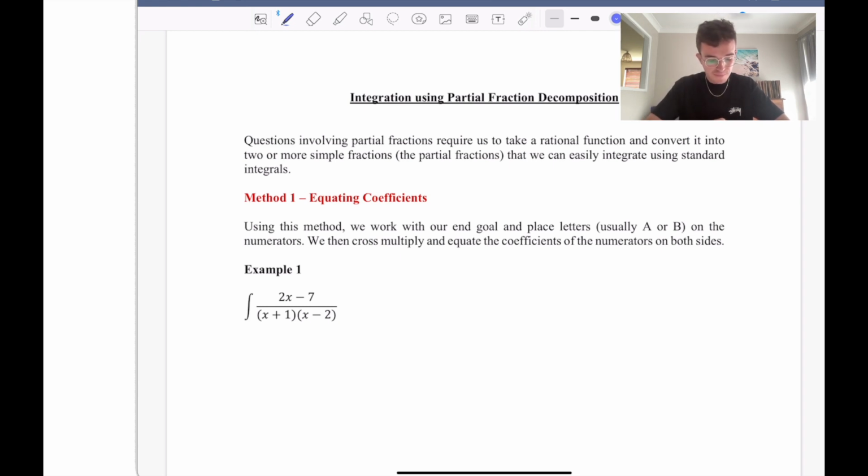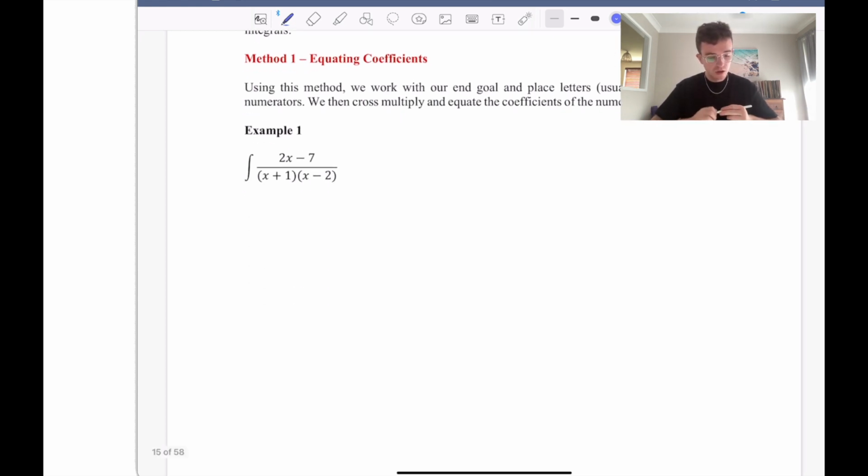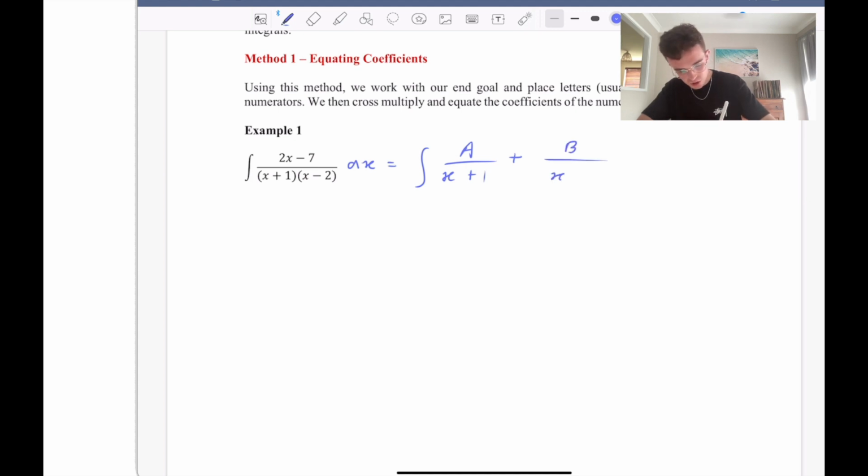Using this method, we, first of all, in method 1, do it by equating coefficients. So we're going to work with our end goal and place letters, usually A or B or C or D, on the numerators, and then cross multiply and equate coefficients. So our goal with this question is to say that this is the integral of something on x plus 1, let's say A, plus something, B, on x minus 2. Now, when the denominators are linear, which means the graphs of straight lines, we just want constants up here. But if these were quadratics, we need to say ax plus b or something on the top.